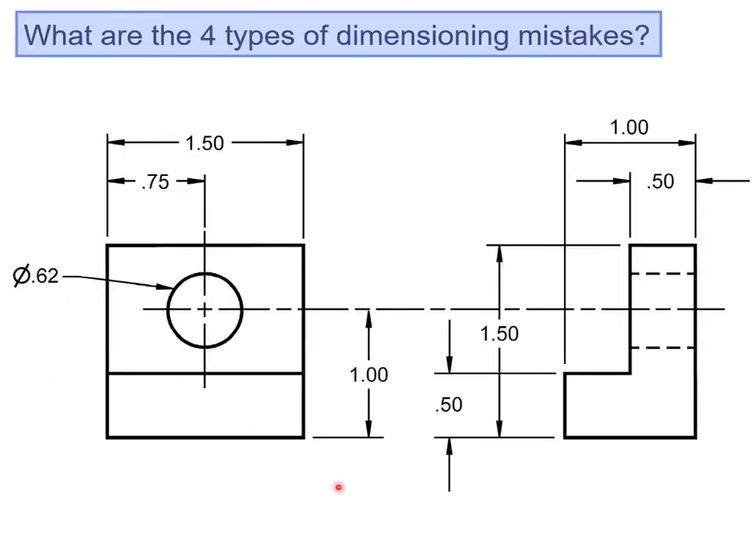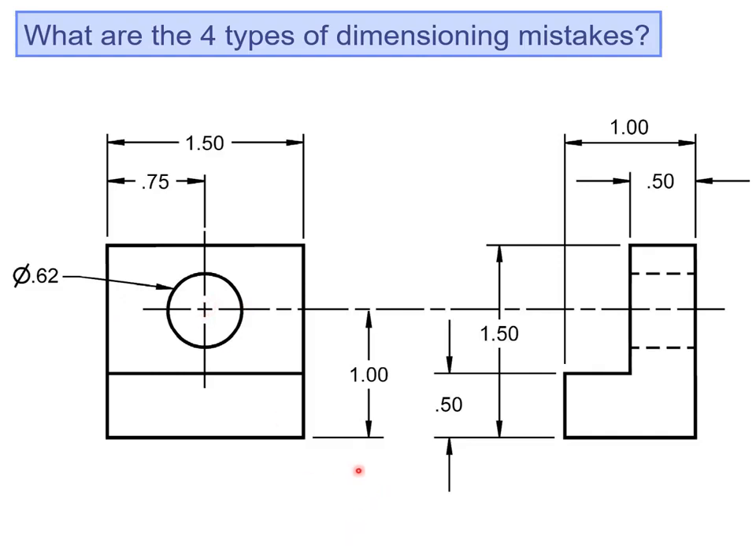Okay, here's another example of what you're going to see on your homework assignment. So what are the 4 mistakes? Okay, so the first one that stands out is the center line. The center line should not go from one view to another view. These should be separate center lines. Okay, so we would create a center line and a separate center line, which represents the axis of the hole and the center of the circular hole.